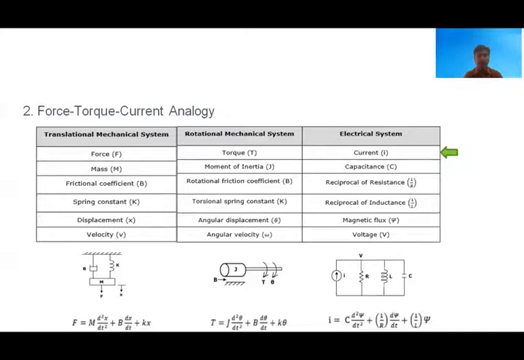And the velocity acting on the translational system is analogous to the voltage across each component in the electrical system. Here, since the velocity is the same acting on all the components of the translational system, the voltage across all the components in the electrical system should be the same.